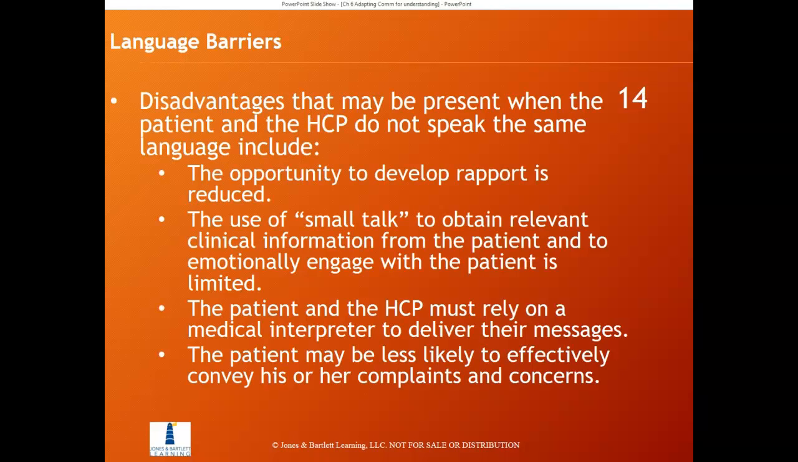There are other barriers to communication, and language barriers are one of them. So there's disadvantages that may be present when a patient and the healthcare provider don't speak the same language. This makes things very difficult. So what happens when we have these language barriers?